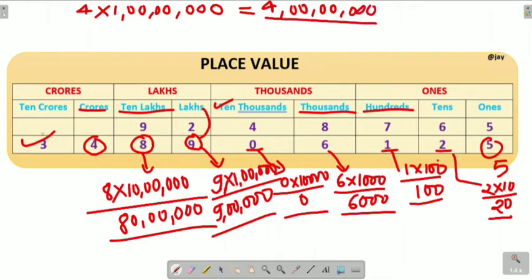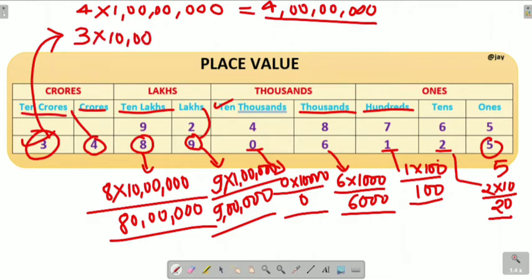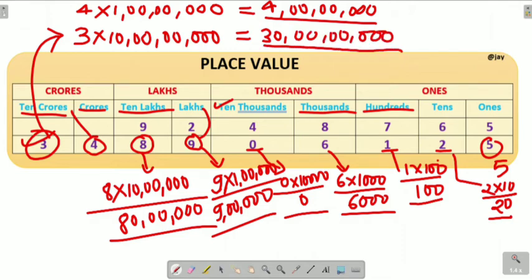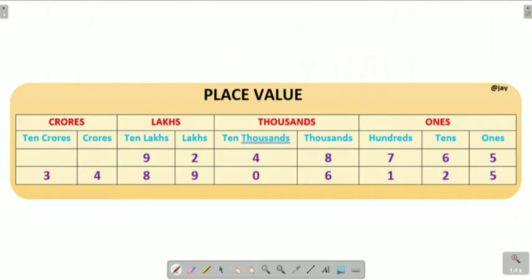And the last digit is 3, and the place is 10 crore. So we have to multiply 3 with 10 crore. So we will get 30 crore. In this way we found the place value of all these big numbers. Now it's time for face value. So what is a face value? Okay, let me come to the face value.